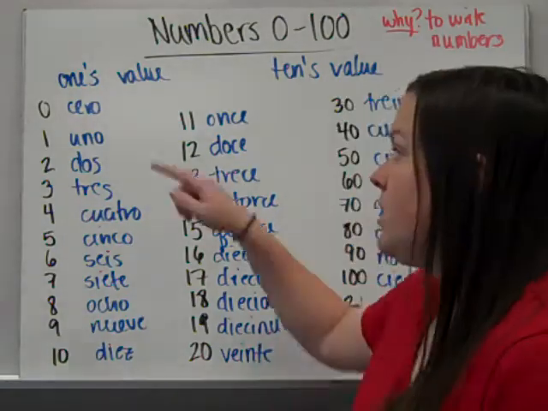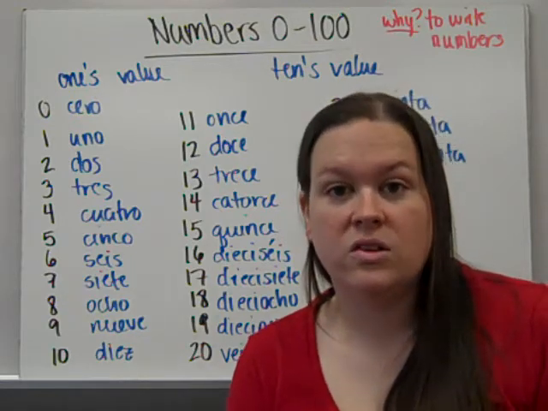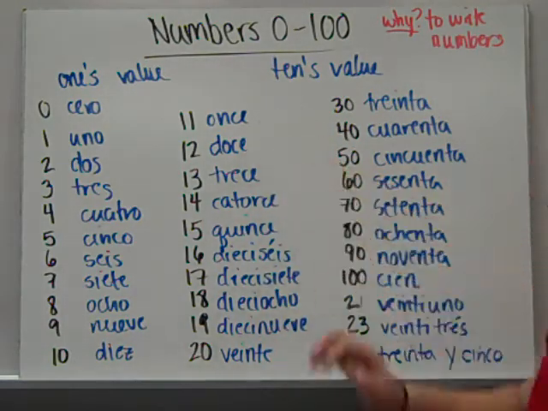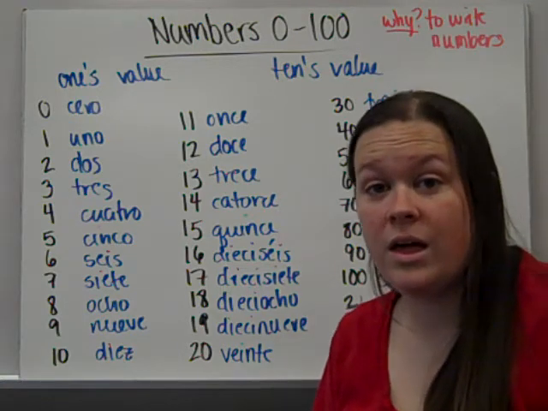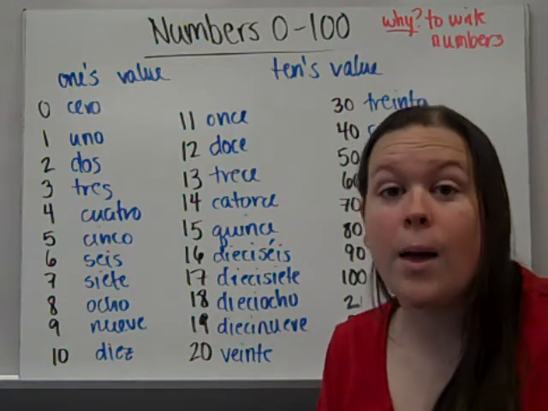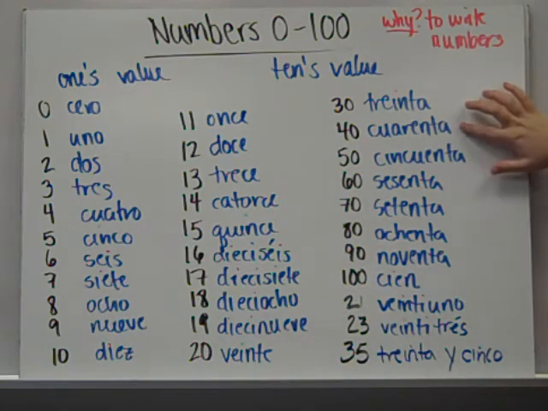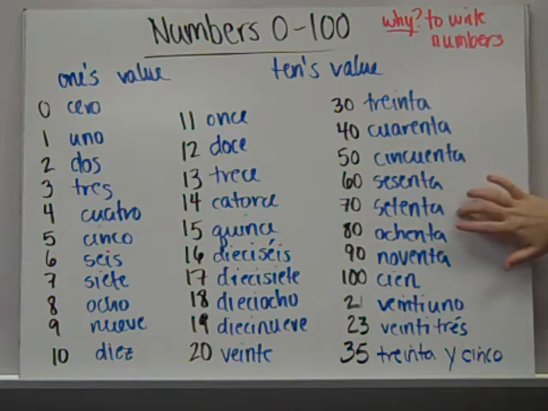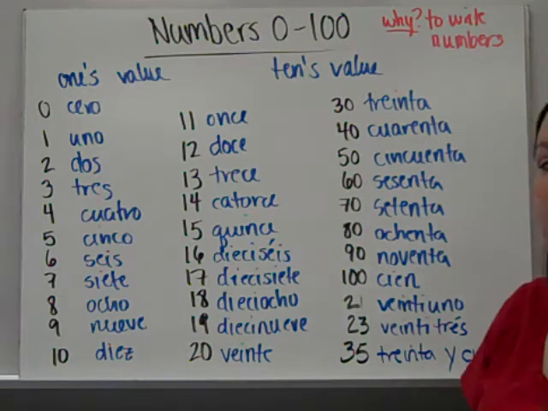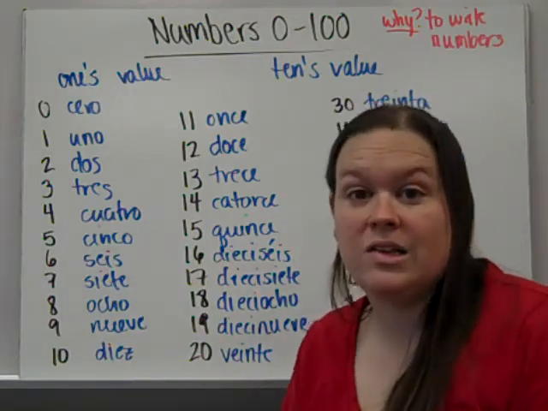Here's how you pronounce them. 0, 1, 2, 3, 4, 5, 6, 7, 8, 9, 10. And your teens, 11, 12, 13, 14, 15, 16, 17, 18, 19, 20. Your tens, 10, 20, 30, 40, 50, 60, 70, 80, 90, 100. Couple quick things to note. Seis does not have an accent, but in dieciséis, it does.